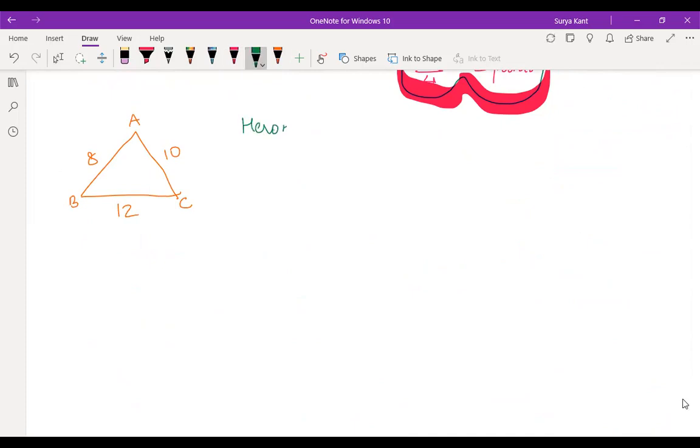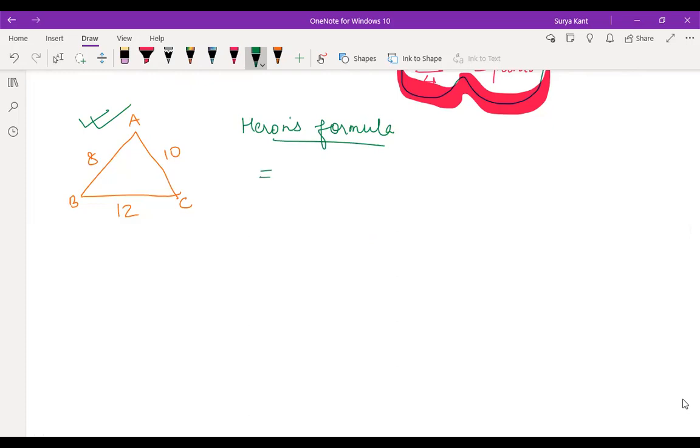Heron's formula. Can you find the area of this triangle by any other formula, children? This is not a right angle triangle, not an equilateral triangle, and not an isosceles triangle. So can you find the area by any method? No, you don't have one, right? For that reason, we have Heron's formula.